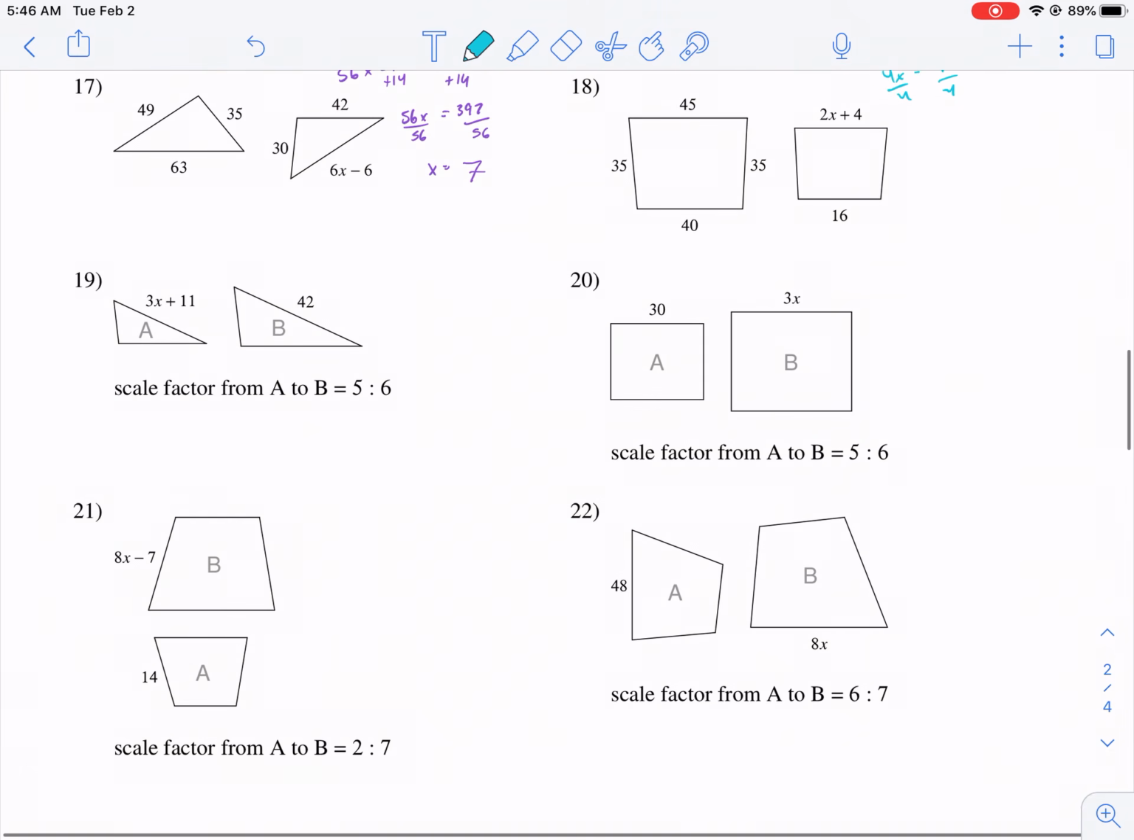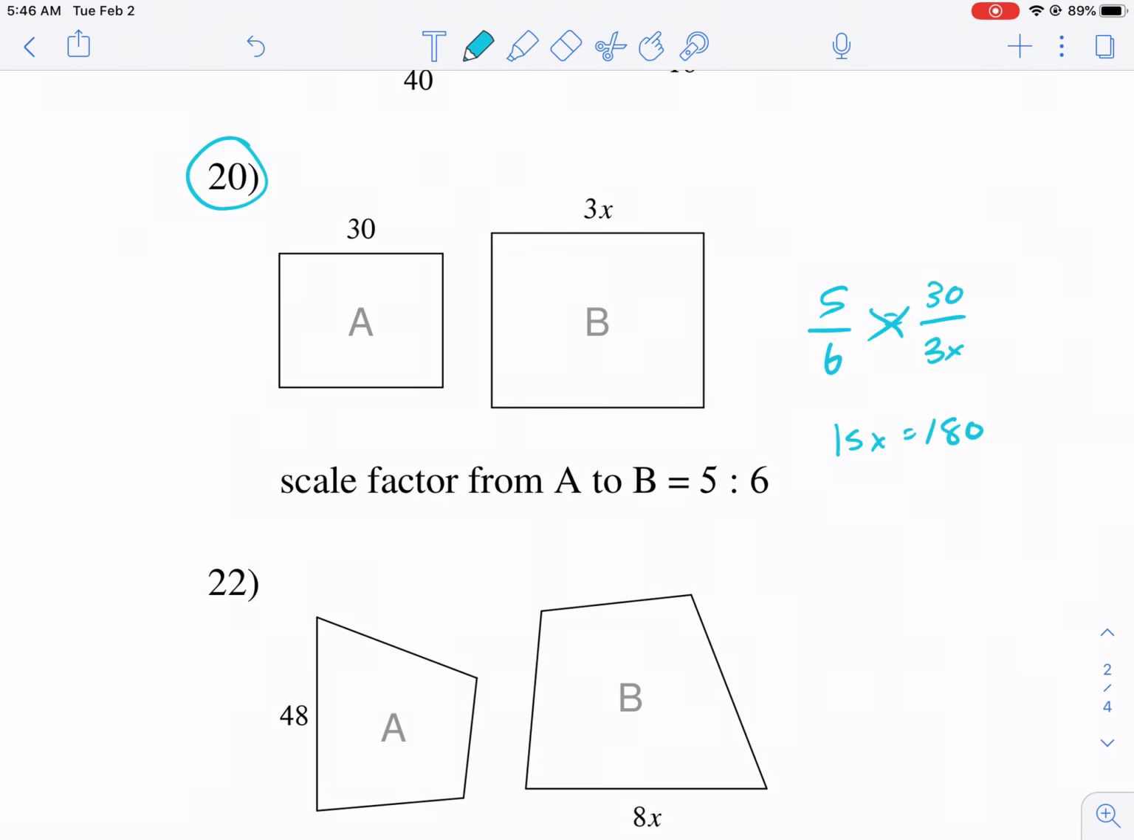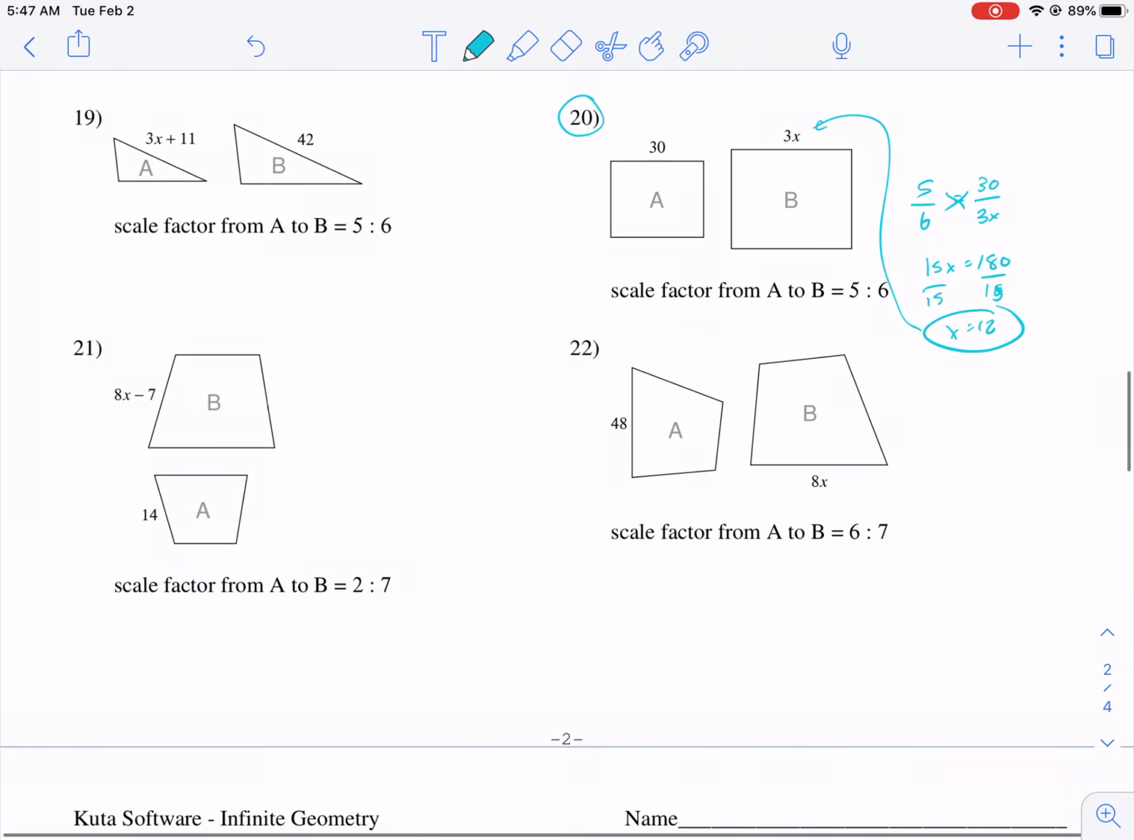Now let's go to the scale factor one. So for like this one, number 20, we're going to do 5 to 6, small to big. And then we say the small one is 30 and the big one is 3x. We get 15x after we multiply equals 180. So we do 180 divided by 15. That's supposed to be a 5. Divided by 15 equals x equals 12. Okay, so then we know that equals 12.